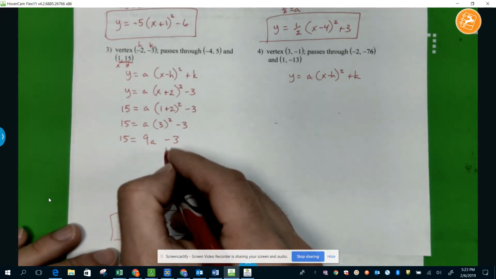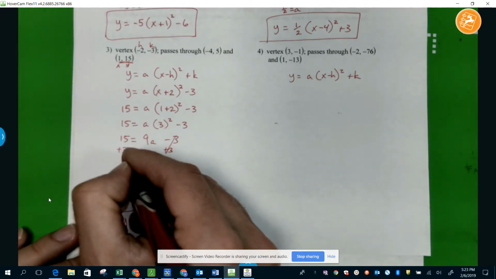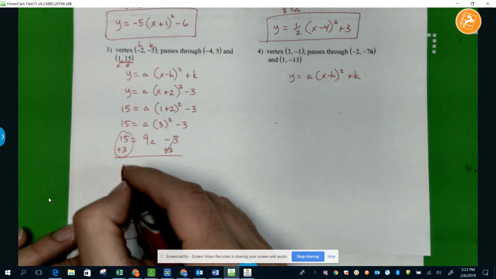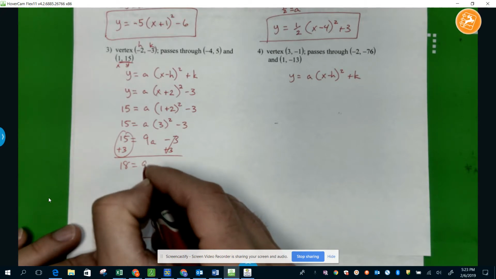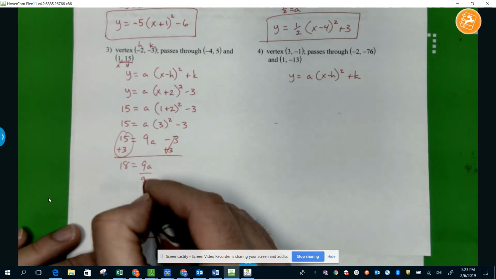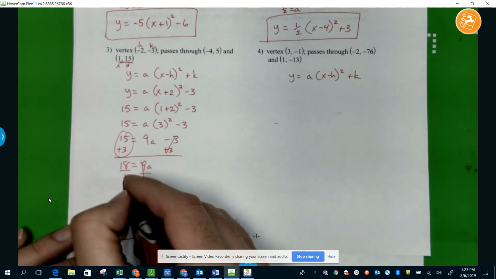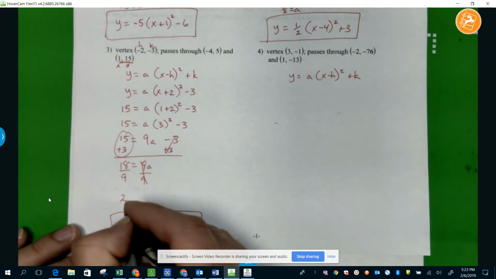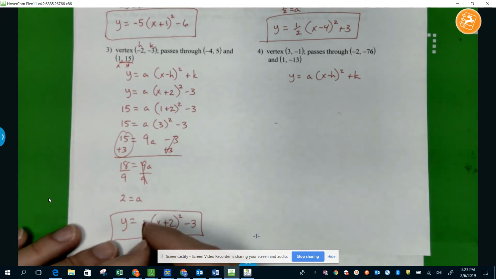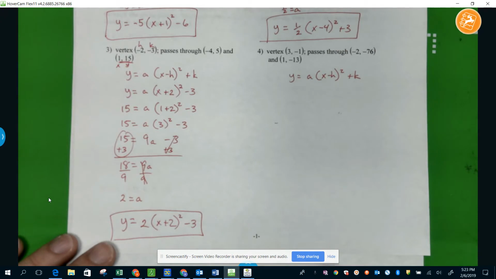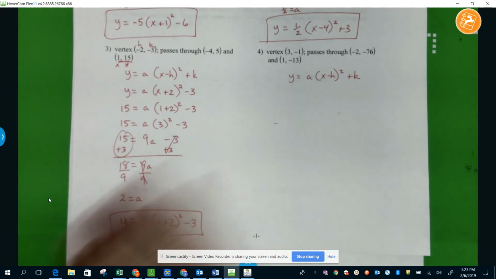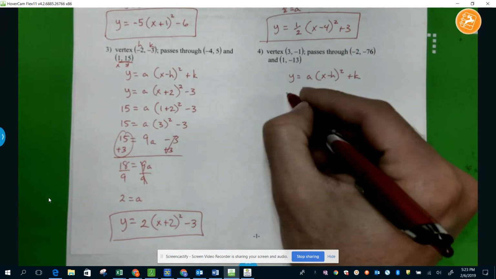So now let's solve for a. We're going to add 3 to both sides. 15 plus 3 turns into 18 equals 9a. Divide by 9 to get the a by itself. 18 divided by 9, 2 equals our a. Since our a is 2, we're going to put that in the front. This last one, I'm going to take some shortcuts and try to do it a little bit quicker.